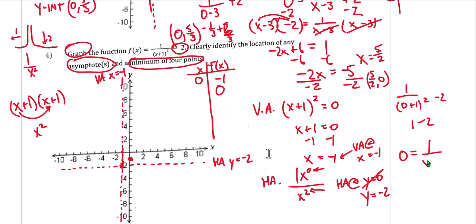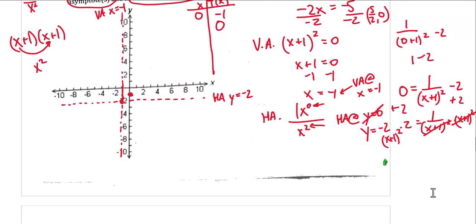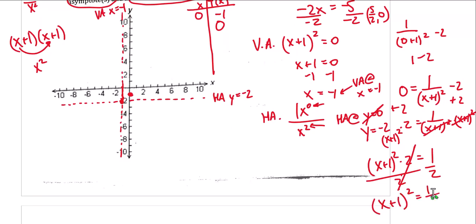So that is 0 equals 1 over x plus 1 squared minus 2. Add the 2, add the 2. We get 2 equals 1 over x plus 1 squared. What do I want to do here? I'm going to multiply both sides by that x plus 1 squared. The x plus 1 squared, wow, this is taking up a lot of space here. So x plus 1 squared times 2 equals 1. I'm going to go ahead and divide by 2 to get rid of this 2. So I get x plus 1 squared equals 1/2.